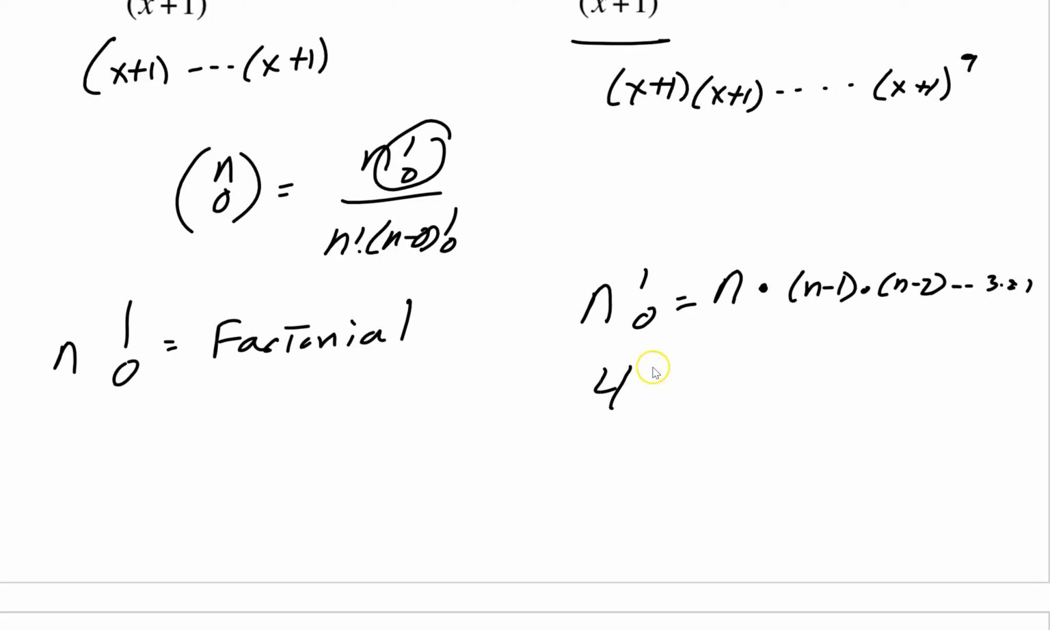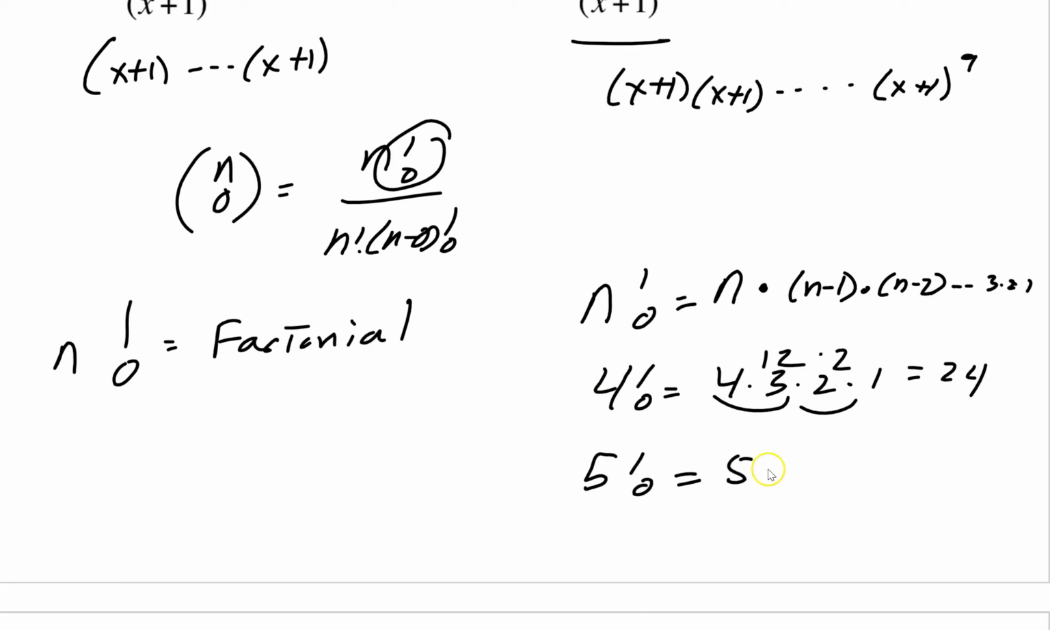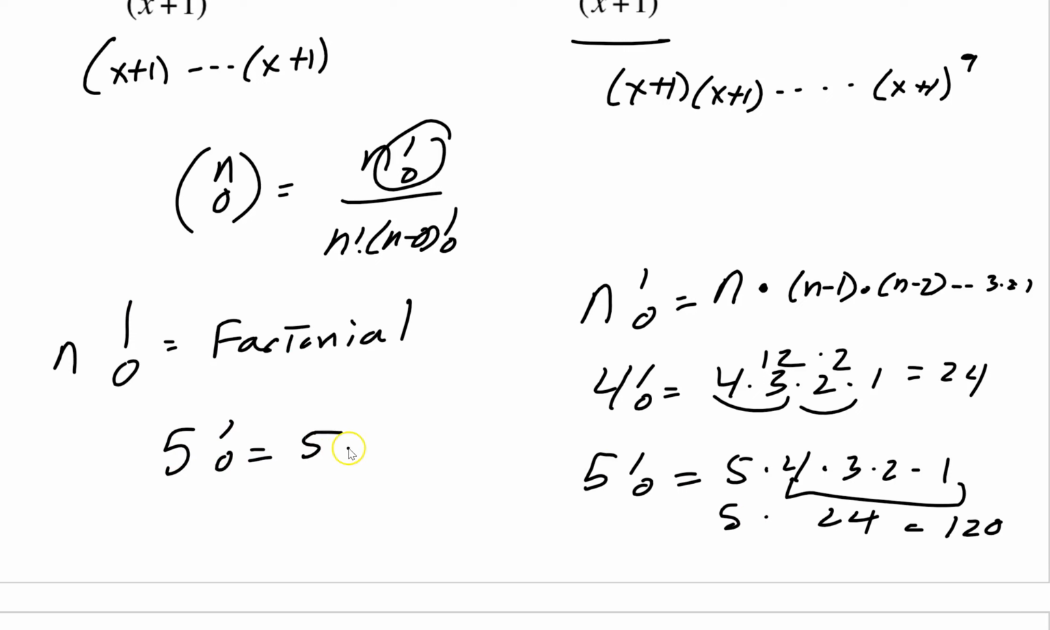So for example, if I give you 4 factorial, this is 4 times 3 times 2 times 1. 12 times 2 is 24. That's it. If I give you 5 factorial, that's just 5 times 4 times 3 times 2 times 1. Luckily we already know what that is. It's 24 because we just did it. So that's 5 times 24, also known as 120. So 5 factorial is the same thing as 5 times 4 factorial, because all of this is 4 factorial. And that's how factorials work.